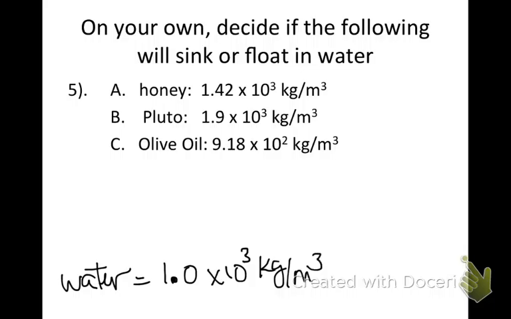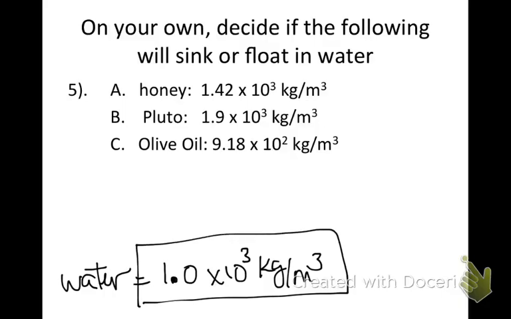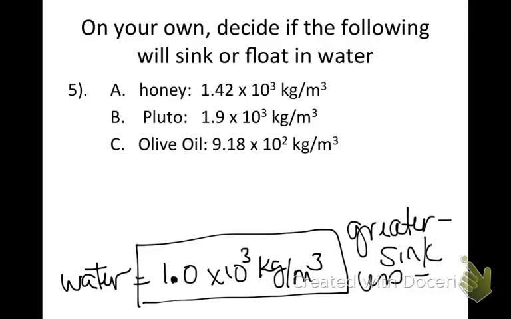So you want to decide, are these numbers bigger than or less than 1.0 times 10 to the 3rd kilograms per meter cubed? If the number is greater, it's more dense and it will sink. If it's less, it will float. Again, you should see a text box on the right. Write your answers in there for A, B, and C: honey, Pluto, yes, the pseudo-planet Pluto, and olive oil. Tell me what's going to happen with those.